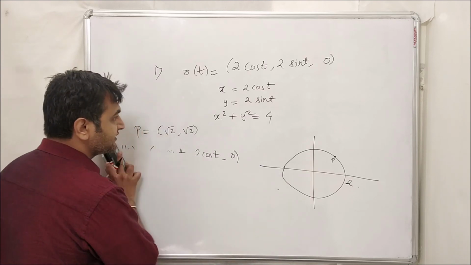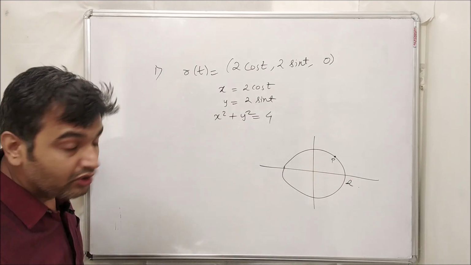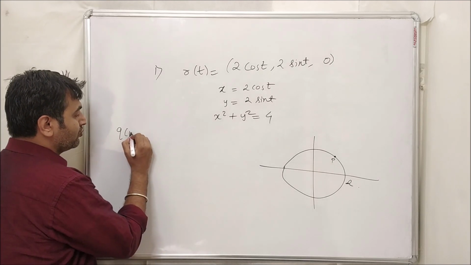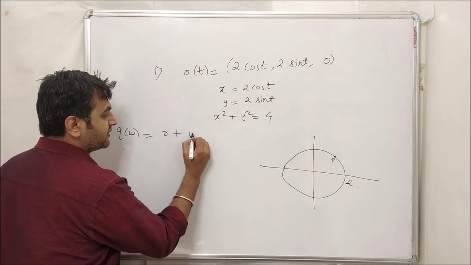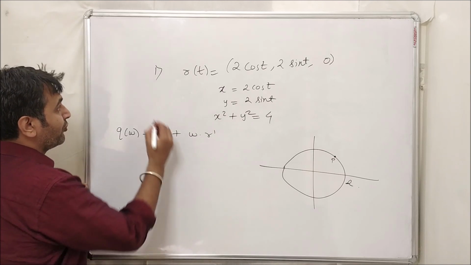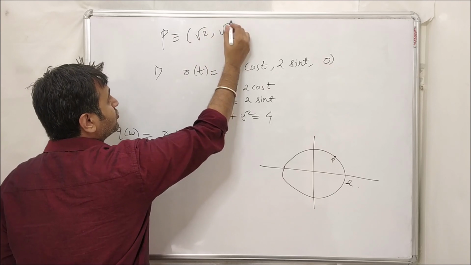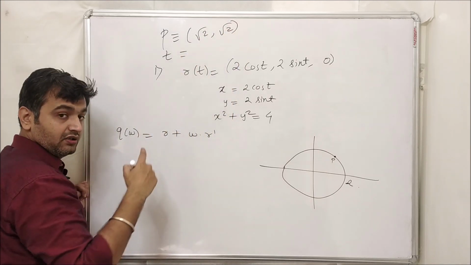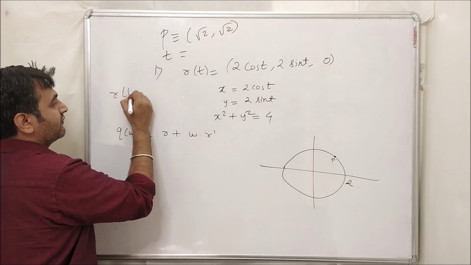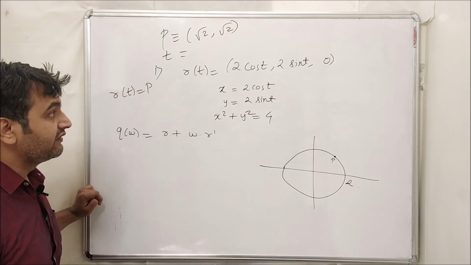Now to plot the tangent vector, I will take the help of the equation q of w. So what is q of w? Your q of w is nothing but r plus w into r prime. Now the question is, your point P is what? Your point P is root 2 comma root 2. So what t will you take so that your r of t will be P?